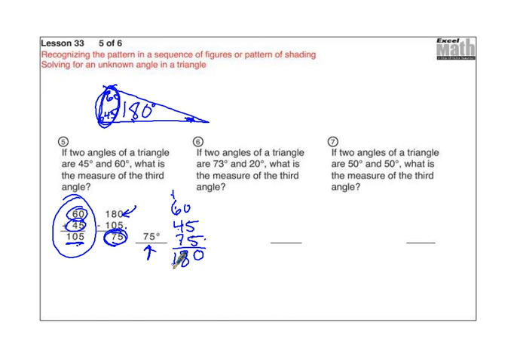All right, why don't you pause the video, try number 6, and then turn it back on when you're ready to see the solution to number 6. 2 angles of a triangle are 73 and 20. What is the measure of the third angle? So you're going to simply add up 73 and 20, which makes 93. Then you do 180 minus 93.